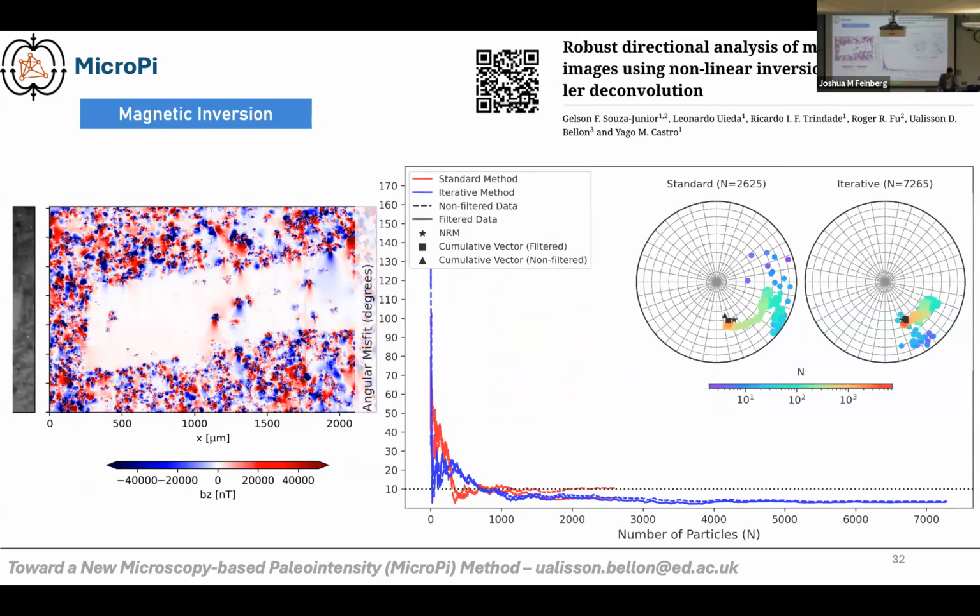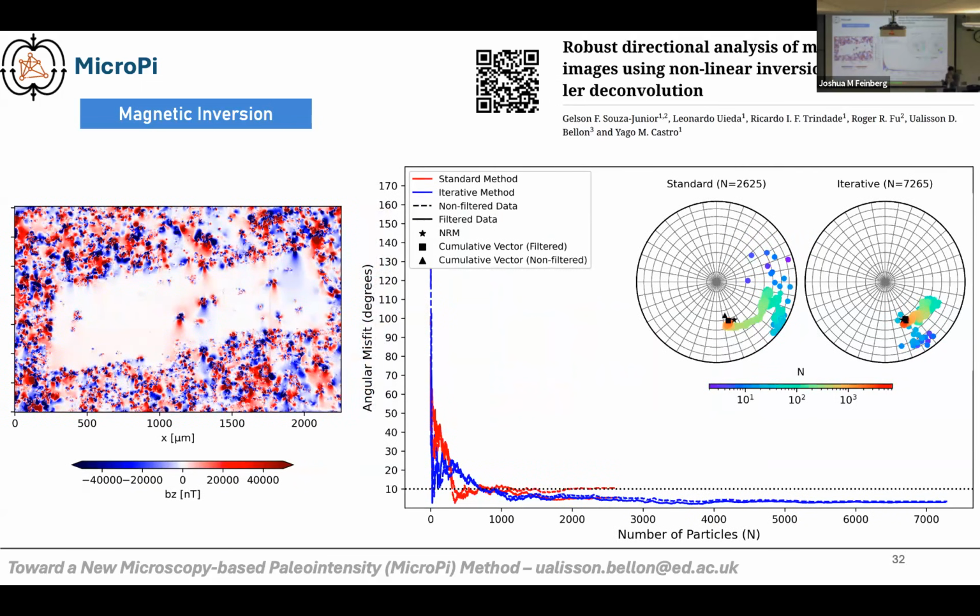So in this plot, we show some results of the method that we're using. And then you can see the star, right here in both stereo nets. First of all, this is the first paper Gelson published, which was just the linear approximation. And this is the second one, which is under review, that uses the linear approximation to get a calibration for the nonlinear inversion. The star that appears right there is the actual remanence measured for the whole thin section in the rapid system.